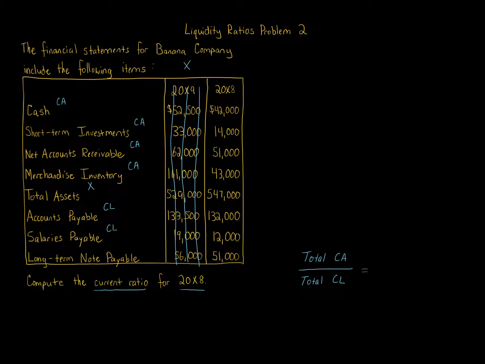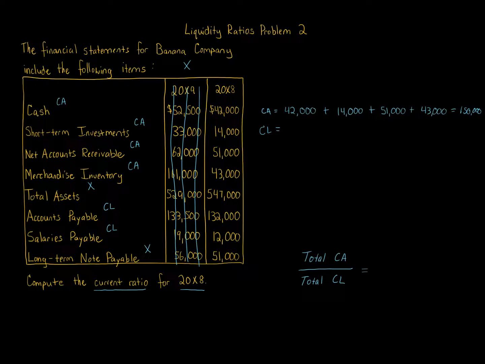Salaries payable, it's a current liability. Long-term note payable, that's long-term. It's not current, so we can ignore it. All right, we have our current assets and our current liabilities. Now let's add up the current assets. We've got cash, $42,000. Short-term investments of $14,000. Net accounts receivable of $51,000. Merchandise inventory of $43,000. That gives us total current assets equal to $150,000.